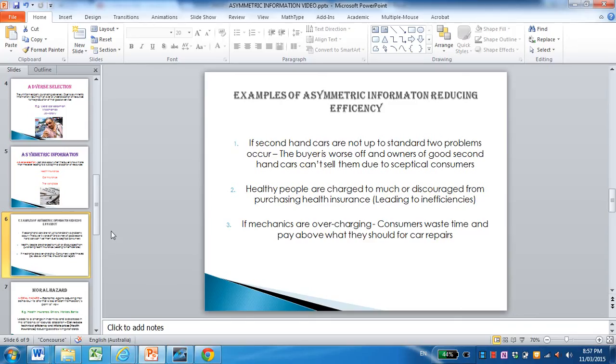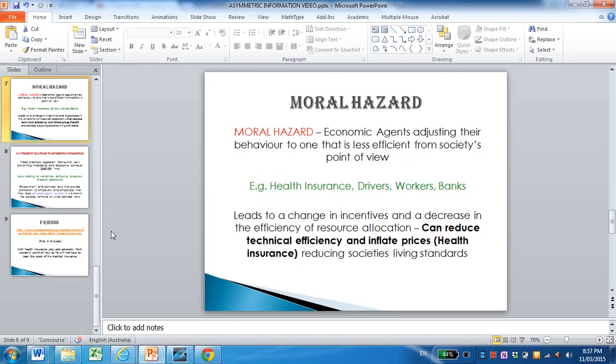Again, if there's mechanics out there that are overcharging and taking advantage of naive people or people that don't know enough about their cars, that can lead to consumers wasting time trying to find the best provider, and they may also pay above what they should, which is all about inefficiency. Again, I stress that inefficiency is just about living standards not being maximised. So I've given you a collection of examples of how adverse selection and asymmetric information can lead to inefficiencies.